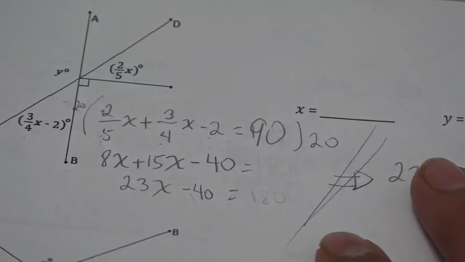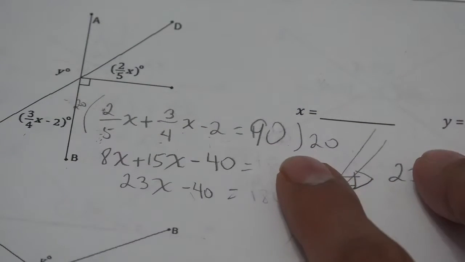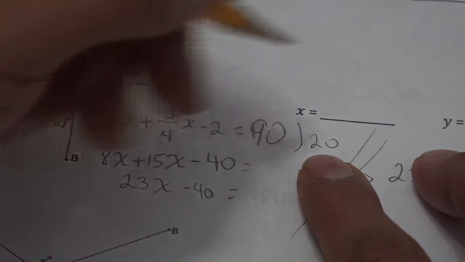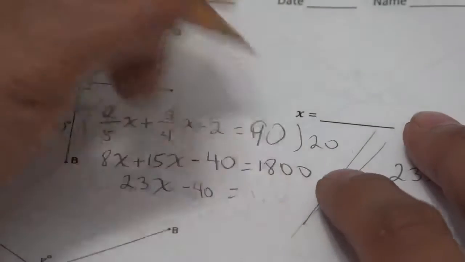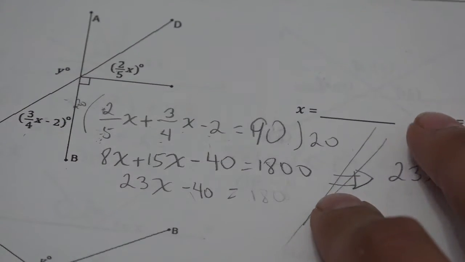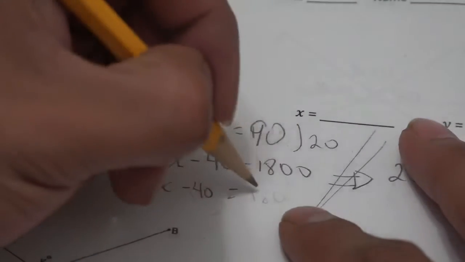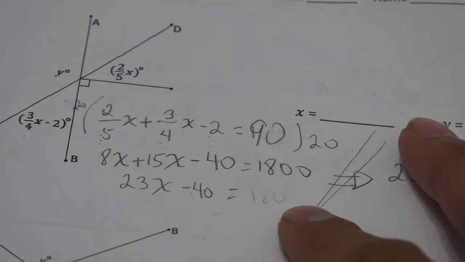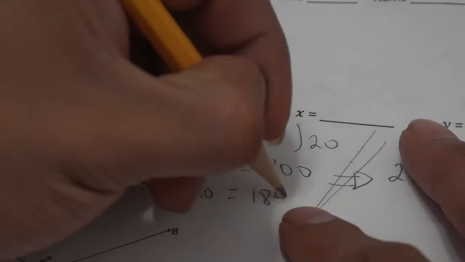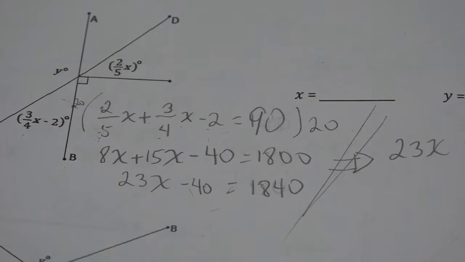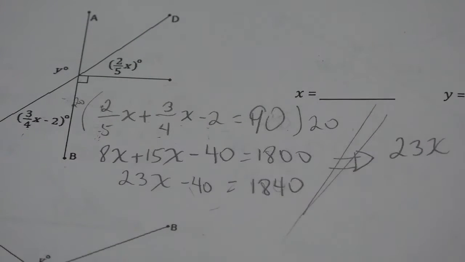Okay? And another mistake that I made, I forgot to multiply by 90. So 20 times 90 is what? 1800. You see that? Yeah. And then I gotta add 40 to 1800. So what is 40 plus 1800? Or 1800 plus 40? That's 1840. That's 1840. Okay? That's the only mistake. Then everything else is correct.